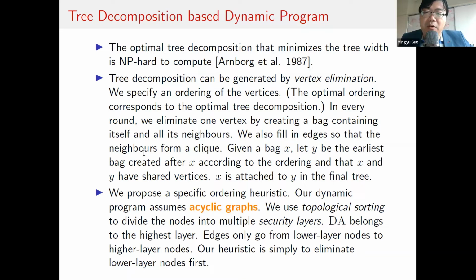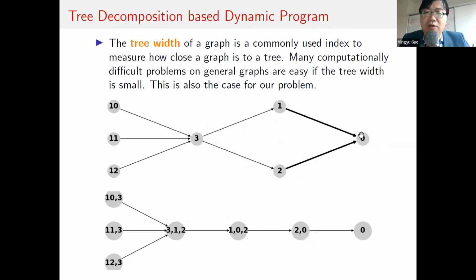And here in this paper, we use a very specific ordering. We look at this AD graph, and the ordering we pick is that we treat the domain admin as the node that belongs to the highest security layer. Essentially, we assume the graph is acyclic. And after we assume the graph is acyclic, we can do the topological sorting. For example, for this graph, the topological sorting is very straightforward, right? Basically these 3 followed by this one, then followed by these 2, then followed by this one.